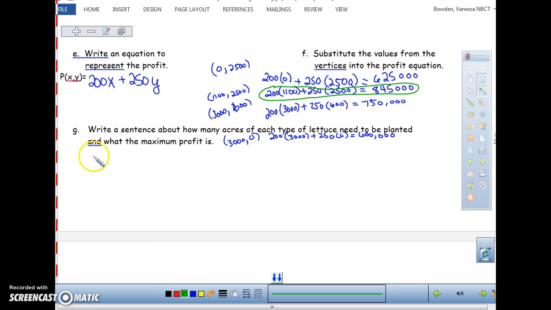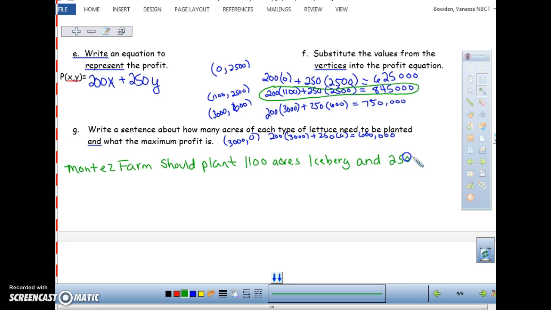And so what that means is that Montana's farm should plant 1,100 acres of iceberg lettuce and 2,500 of romaine lettuce to maximize a profit of $845,000.